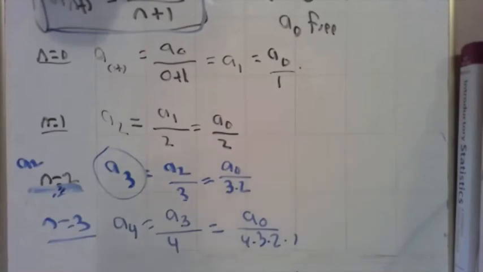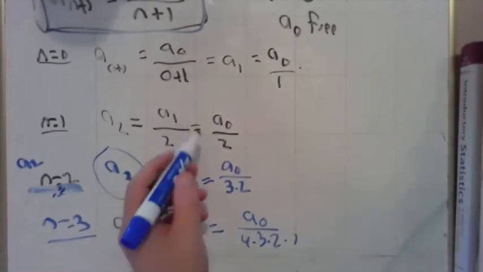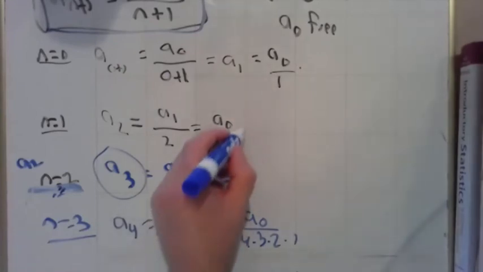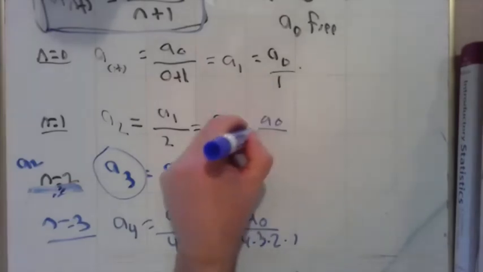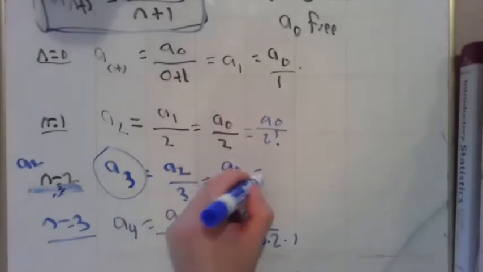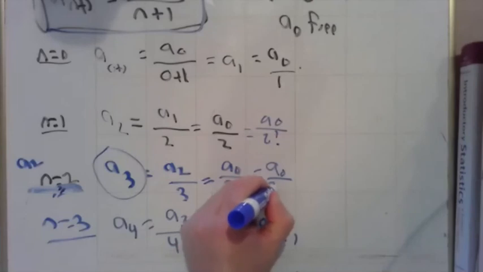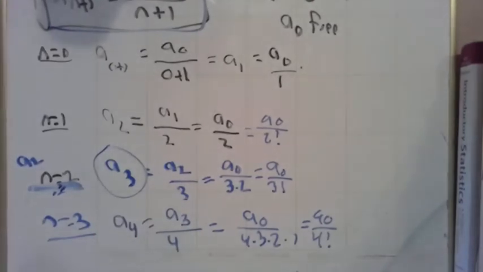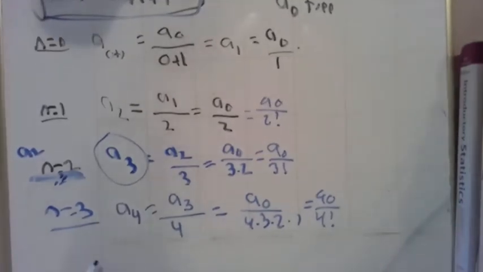We're starting to see a pattern here. Every time I go up to the next term, I multiply by the next number. So this is A0 over 2 factorial. That's A0 over 3 factorial. That's A0 over 4 factorial, and so forth. Okay, so we're starting to see a pattern.